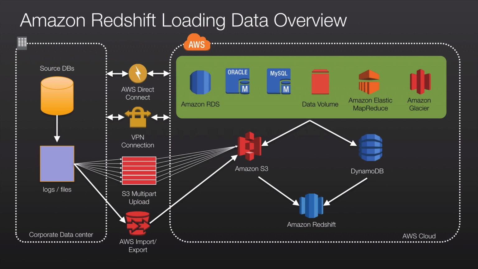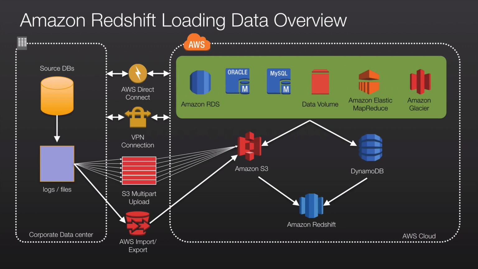We have integration with many AWS persistent services like RDS, Oracle or MySQL that you might be running on instances that you manage yourself, Data Volumes, Amazon Elastic MapReduce, and Glacier, our low-cost archiving service. You can also bring data in from corporate data center resources that might be running on your own premises or in co-location facilities, using a variety of different options actually.